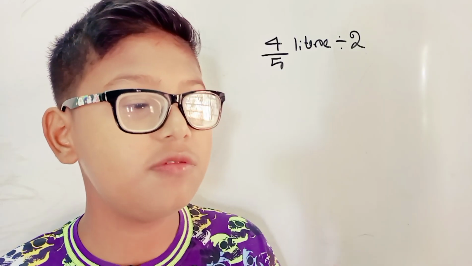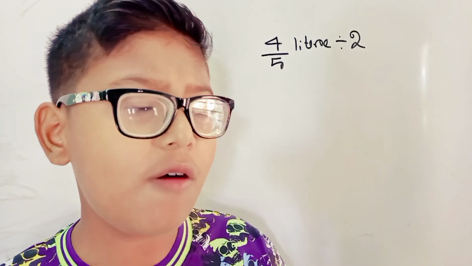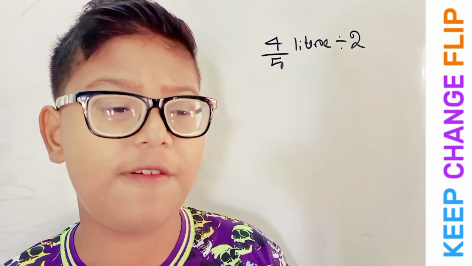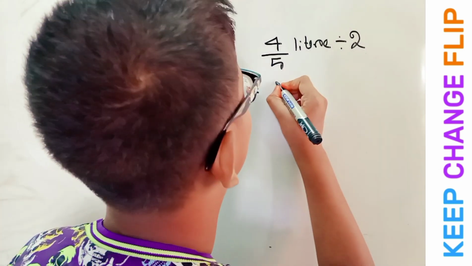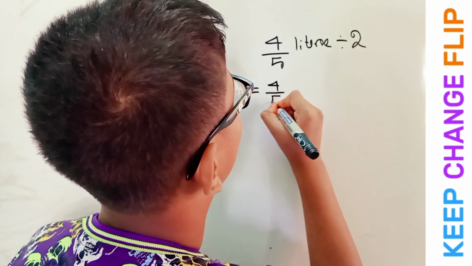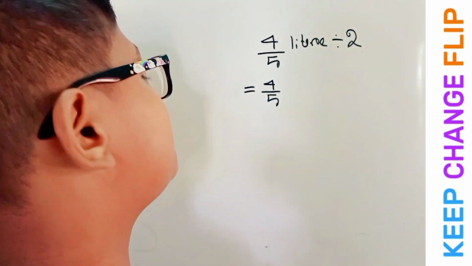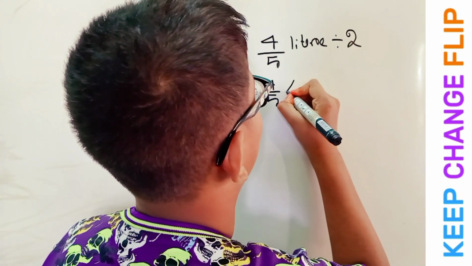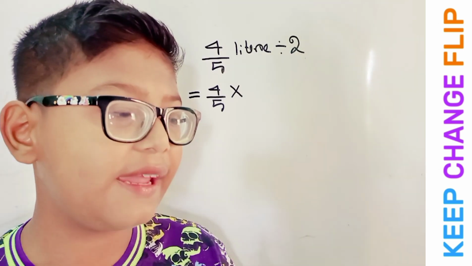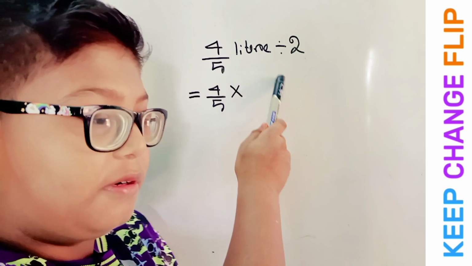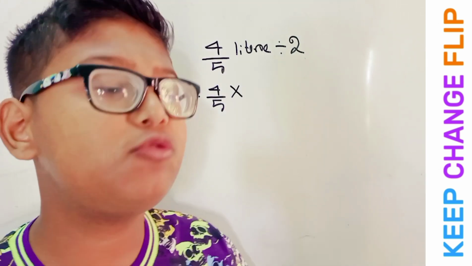Now we can use the keep, change, flip method to solve the problem. Now I will keep the first fraction 4 by 5 as is, 4 by 5. Now change the division sign to multiplication sign. Now I will flip or convert the second integer or whole number into a fraction by using a denominator 1, that is 1 by 2.